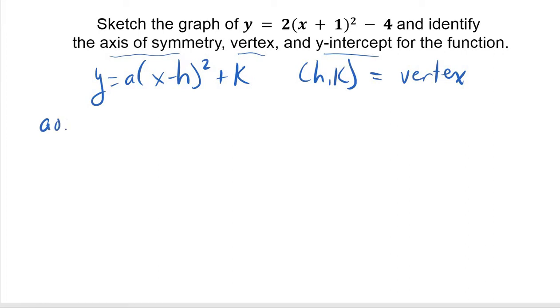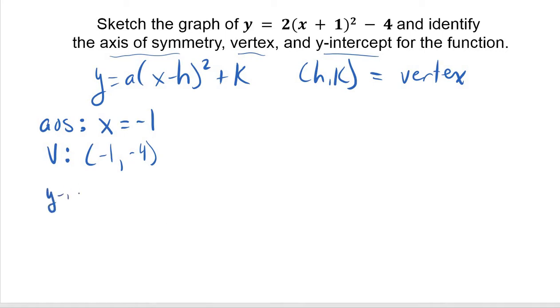So let's see, axis of symmetry. I'll just do AOS there for shorthand. Axis of symmetry, so here's my h. Notice it's a plus here. So what is h? h is actually a -1. I plugged in a -1, that's why my sign changed. That's what I mean the sign flips backwards. So x equals -1 is my axis of symmetry. My vertex is then going to be (-1, -4). Notice k is just a -4, so that's my vertex.